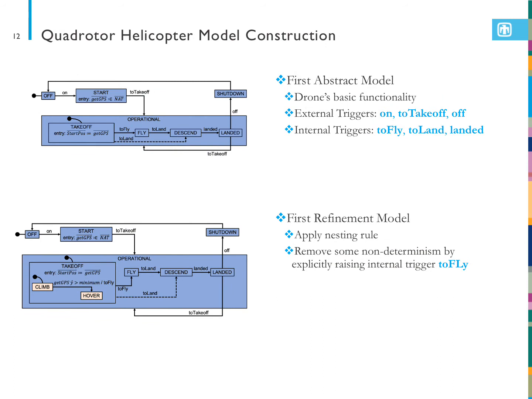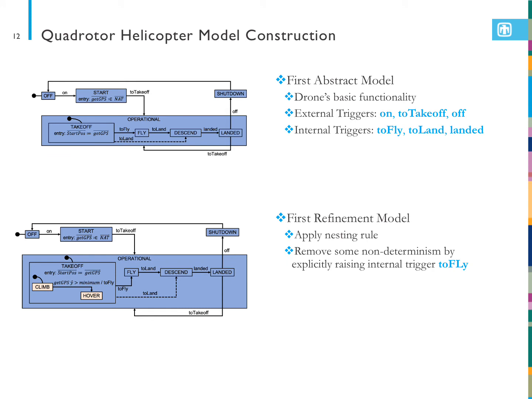To illustrate the ideas of refinement, we will use this quadcopter helicopter model. The first abstraction model will be the state machine on the left, where we provide basic functionality for the drone. It goes from an off state, when it sees an external trigger on, it proceeds to a start state, and then to the operational state that will take care of all the takeoff, flying, and landing capabilities.